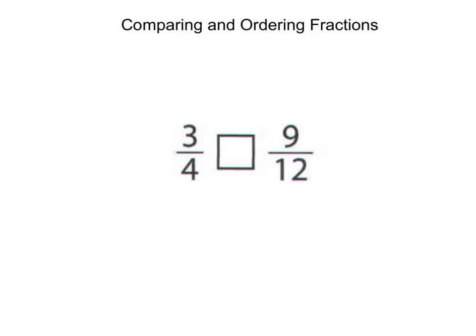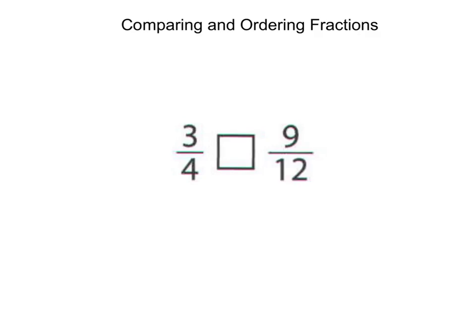Now let's try to compare some fractions. As you can see, we have 3/4, a box, and then 9/12. It should be fairly obvious that we cannot compare these things because we're not looking at the same type of fraction. In the first fraction, our denominator is 4, and in the second fraction, our denominator is 12. In order to compare fractions, our denominators have to be the same. We call this a common denominator. Alright, so let's learn how we can make a common denominator.